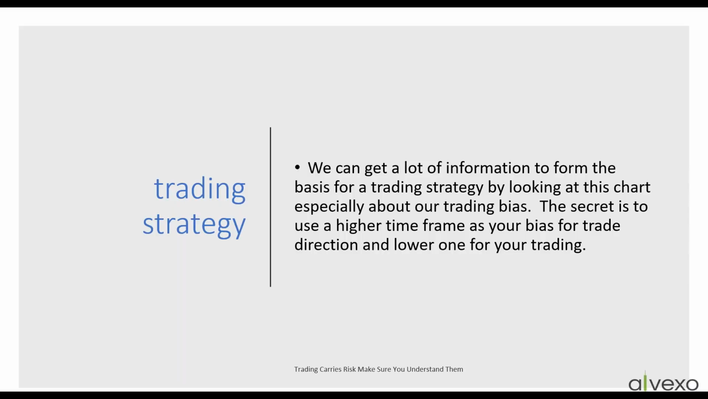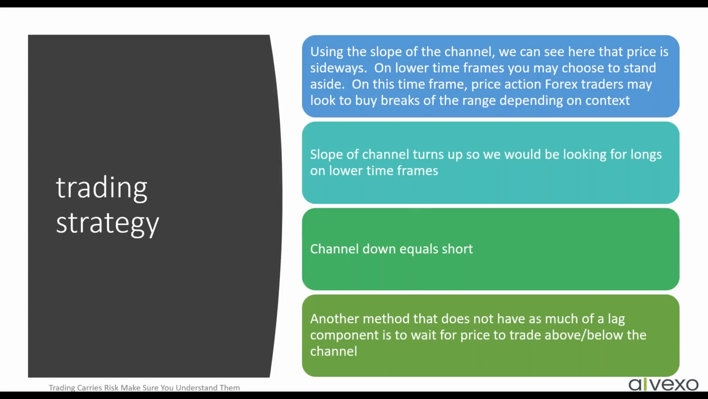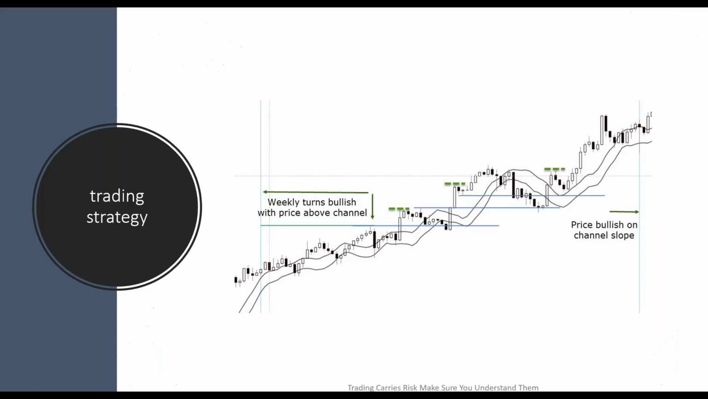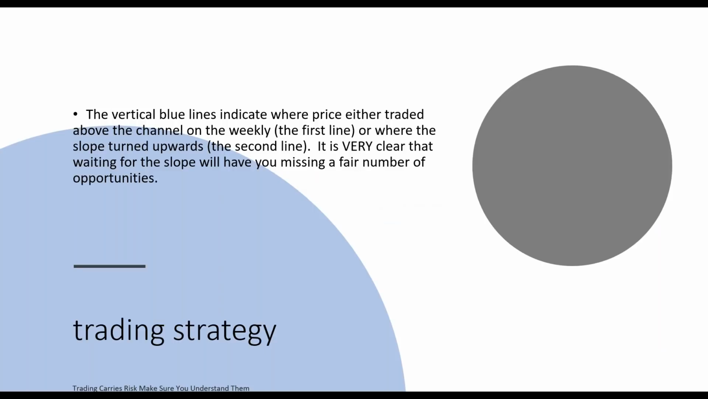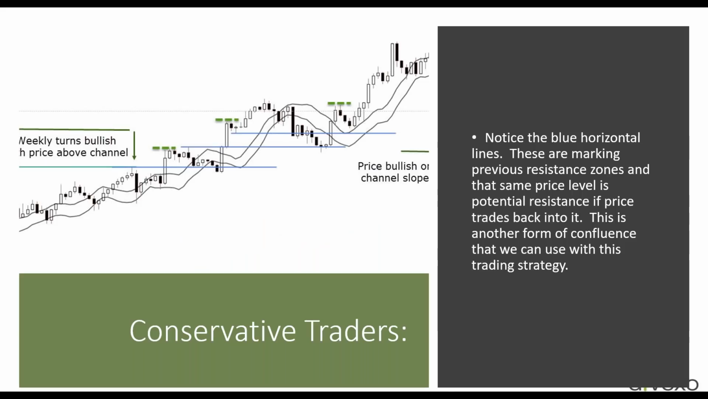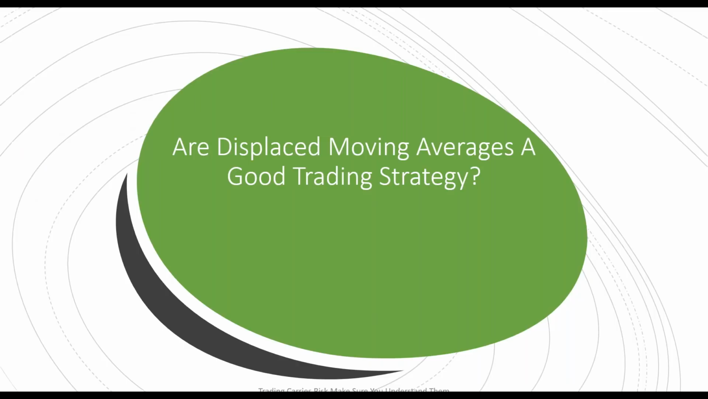So we can get a lot of information to form the basis of a trading strategy by looking at the chart, especially for our trading biases. The secret is to use a higher time frame as your bias for trade direction and a lower one for your actual trading. So there are lots of strategies that can be explored with the use of the DMA.